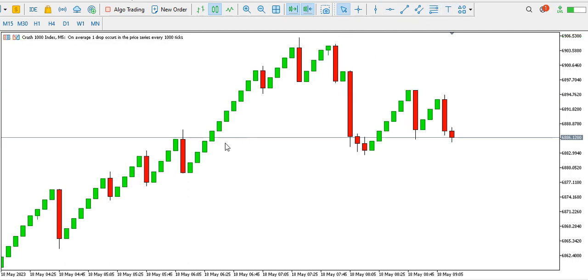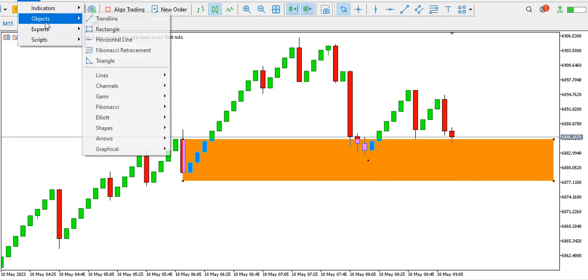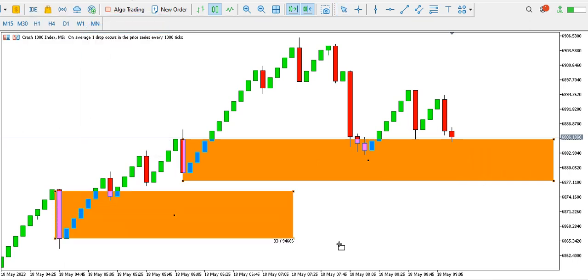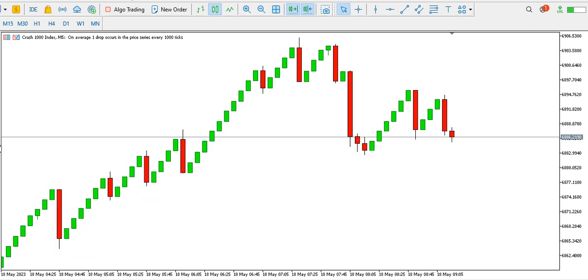But if you are selling, price might test this other block. There's this other block here, and price is already almost getting there. The price might test this other block as well. So those are the points where you might have your take profit if you are selling a spike or Crash 1000 index.